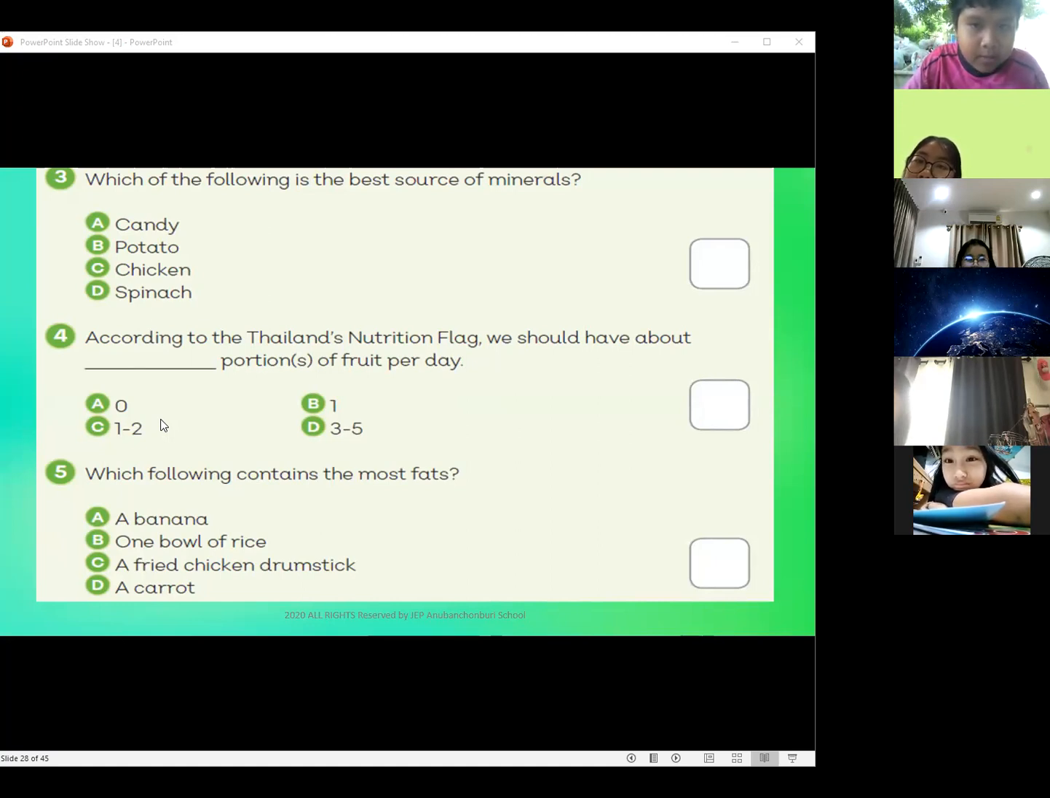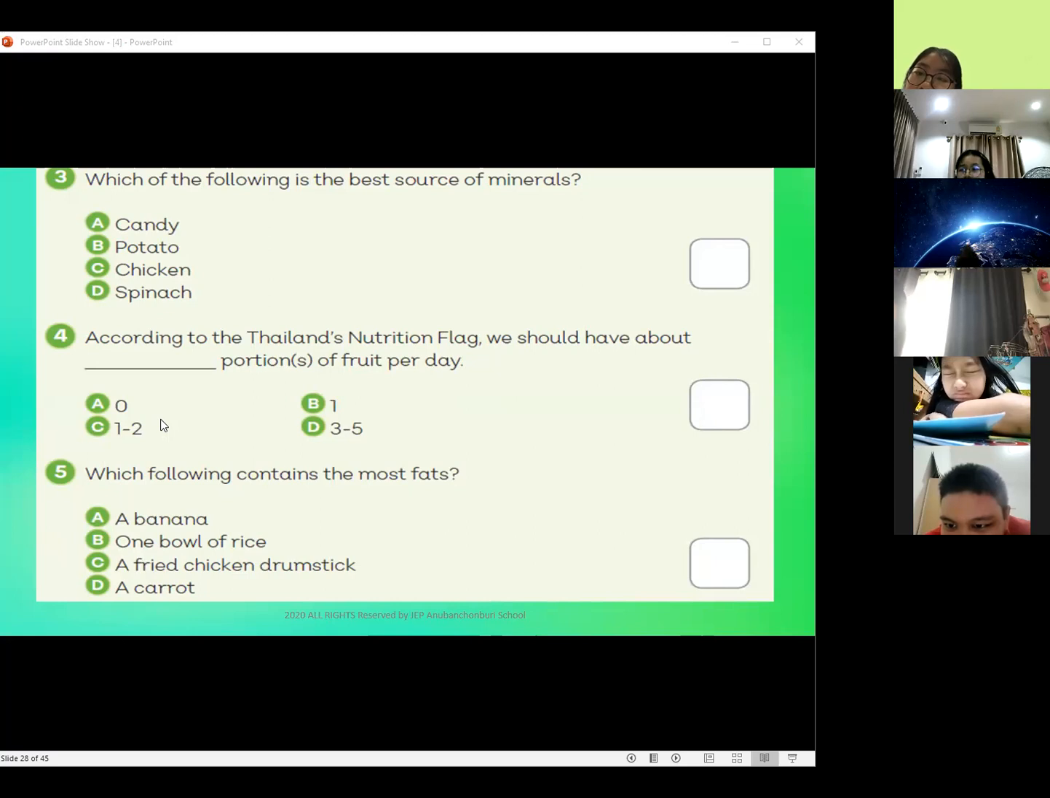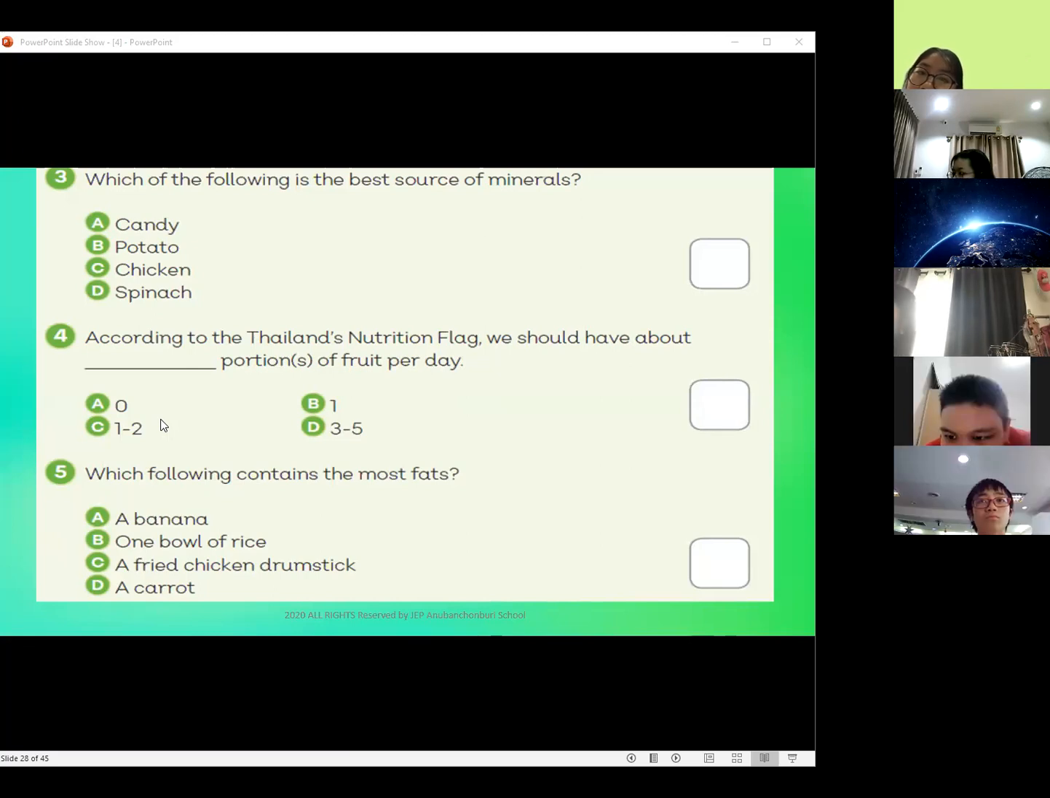Spinach. Yes. Natawat said spinach. What is your number, Natawat? 13. Number 13. Spinach is correct.